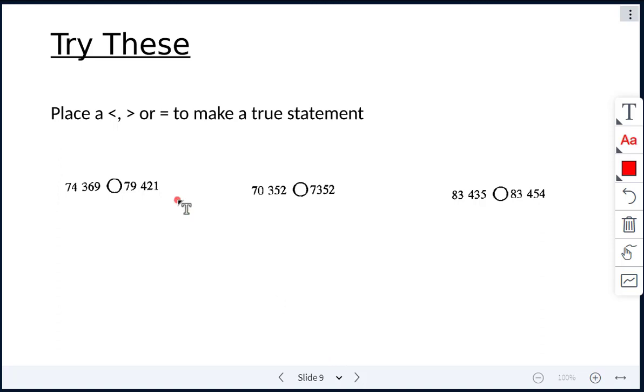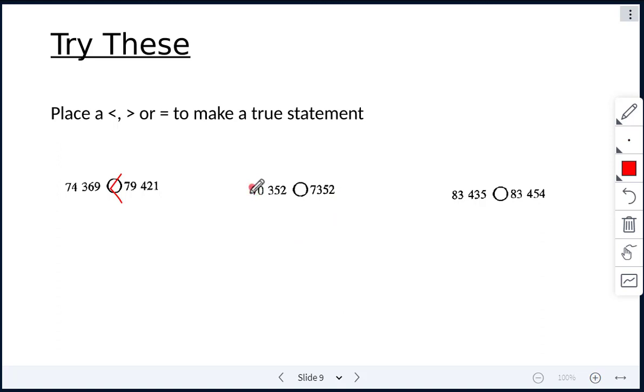All right, here, just a quick 3 examples. You're going to either place your less than, greater than, or equal sign to make it a true statement. So I'm just going to pause here and let you guys quickly do those. All right, so using our symbols here, our first one, 7 in the 10,000s place, 7 is in the 10,000s place. Then we have a 4 in the thousands place, we have a 9 in the thousands place. So therefore, 79,000 is greater.